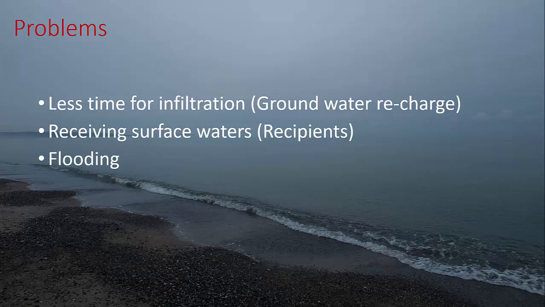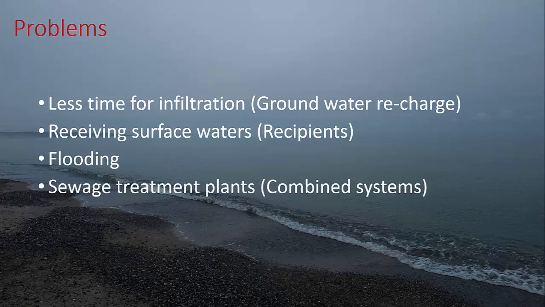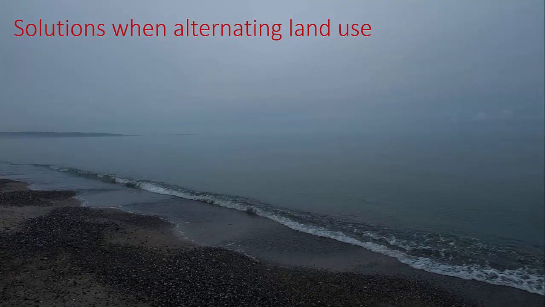Also, flooding. I talked about retention volumes. If you don't have retention volumes, you will have the risk of huge floodings. Sewage treatment plants: when you have combined systems, you will have high hydraulic peaks that can destroy the biology. Also, during winter time or snow melt, you have very low temperature water coming in, which will disrupt the biological treatment.